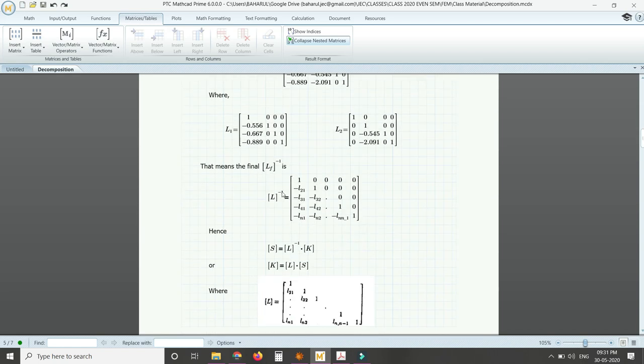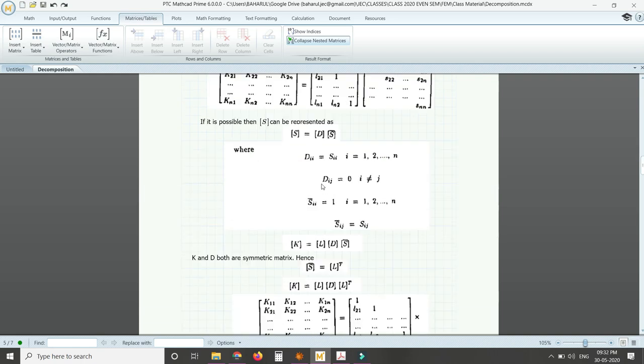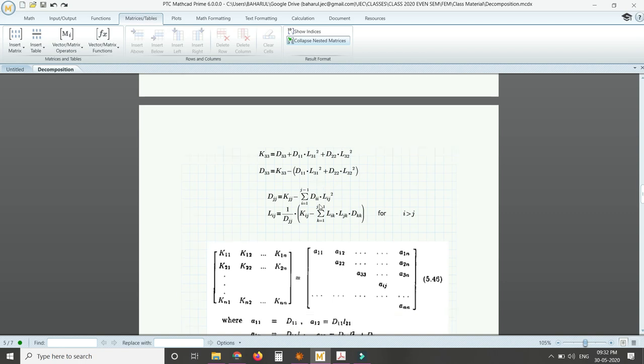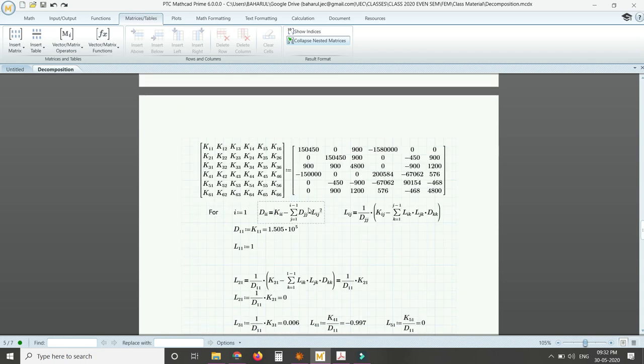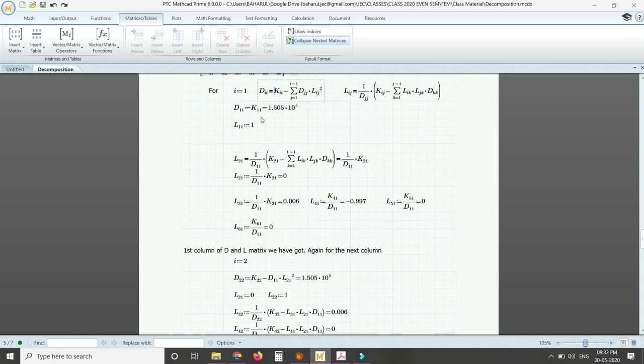Suppose this matrix: this is L11, this is L21, this is L31, L41, and so on. L11 is always 1, L22 is 1, L33 is 1, L44 is 1, L55 is 1, like that. So the diagonal elements of the L matrix are always 1. So L11 is 1, fine.